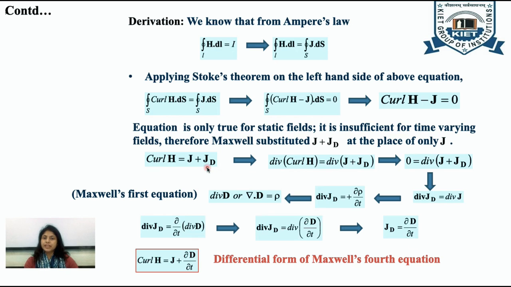Substituting the value of J_D in this equation, we have curl of H is equal to J plus ∂D/∂t in the place of J_D. Then Maxwell's fourth equation becomes curl H is equal to J plus ∂D/∂t. This is the differential form of Maxwell's fourth equation.